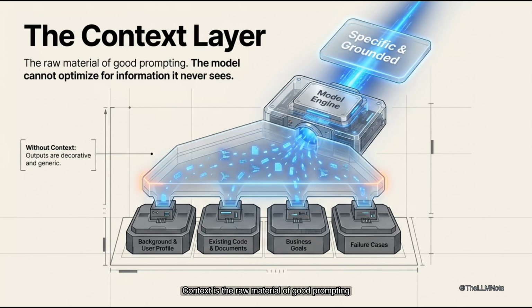Context is the raw material of good prompting. It can include background, user profile, existing code, business goals, source documents, failure cases, or examples of preferred output. The model cannot reliably optimize for information it never sees. When the prompt carries the right context, the answer becomes specific instead of decorative.